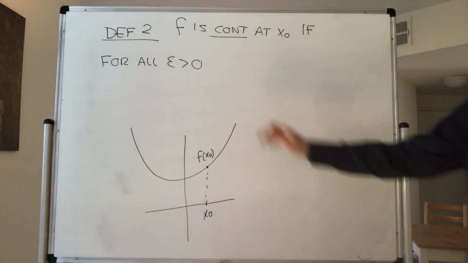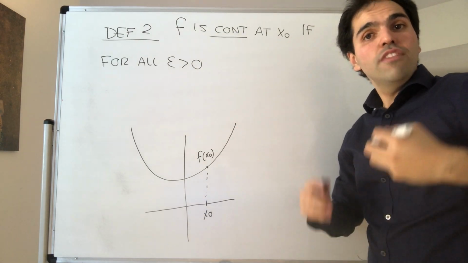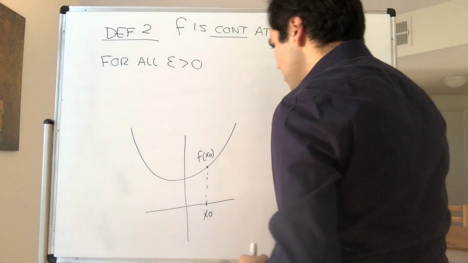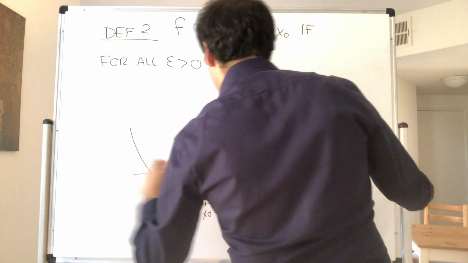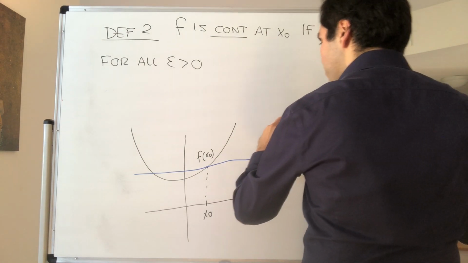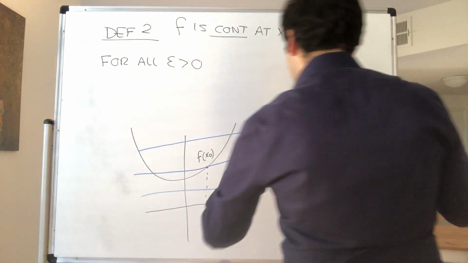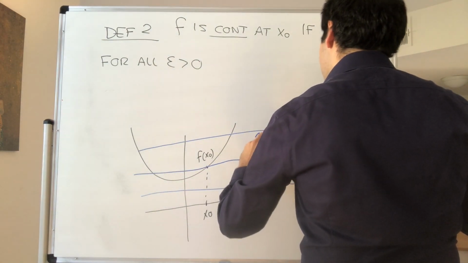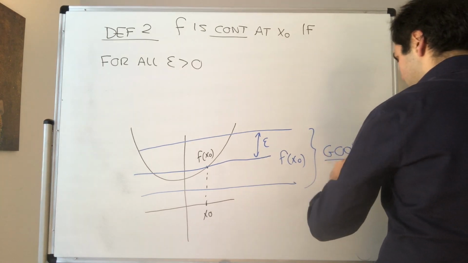Now, because you have an error, just like for sequences, you have this good region. Namely, the region centered at f of x naught and radius epsilon, and this is again good. You want to be inside here.